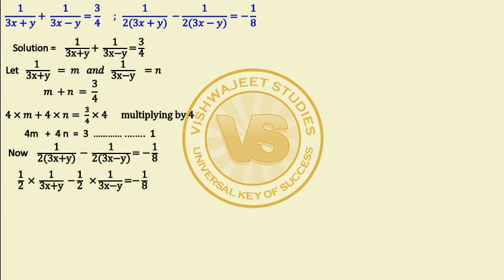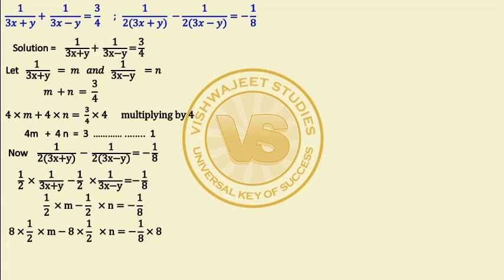As we considered 1 upon 3x plus y as m and 1 upon 3x minus y is equal to n, we get the equation as 1 upon 2 into m minus 1 upon 2 into n is equal to minus 1 upon 8. Here the numbers at the denominators are 2, 2 and 8. 8 is the bigger number. So to cancel these numbers, we have to multiply each term by 8.